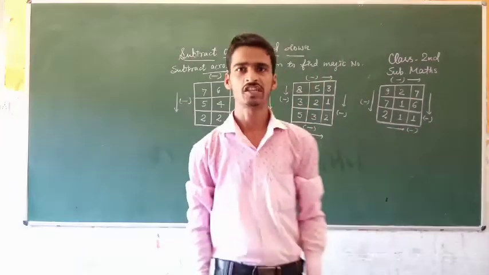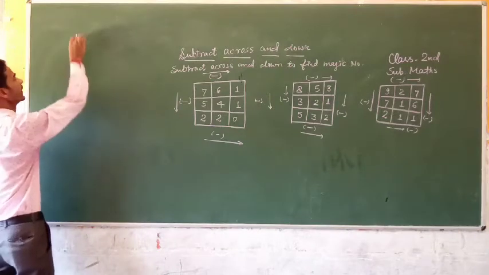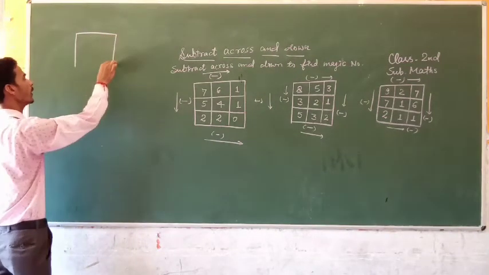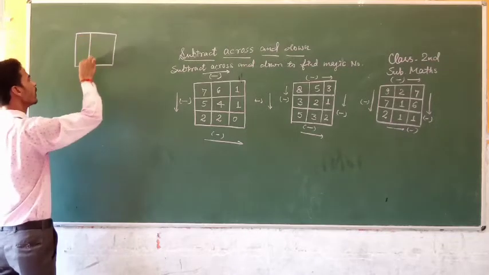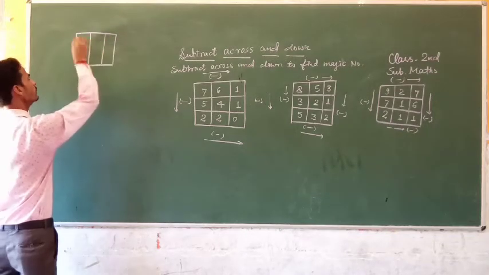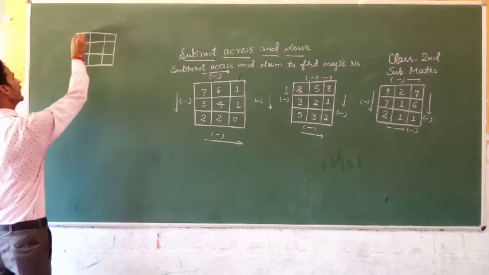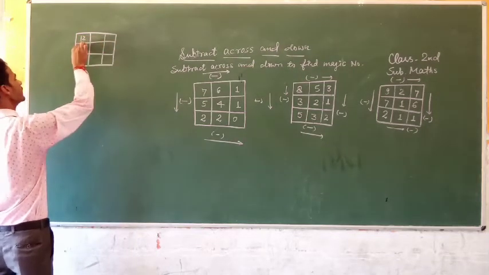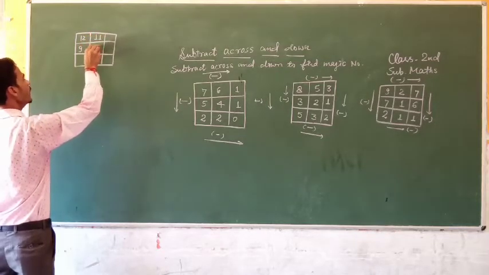Let's see another example. Listen. Here is a grid and there are 3 columns and 3 rows. It's okay. Here is 12. Here is 9. Here is 11 and here is 8.